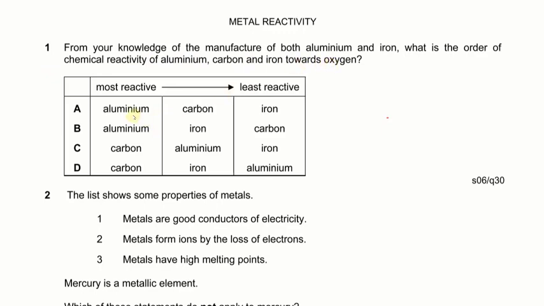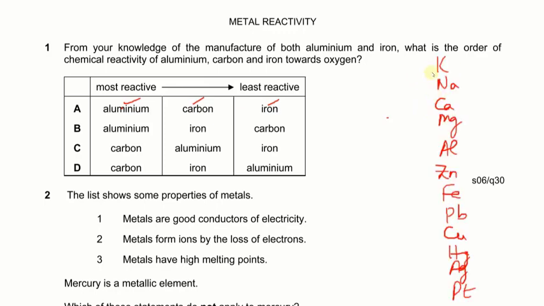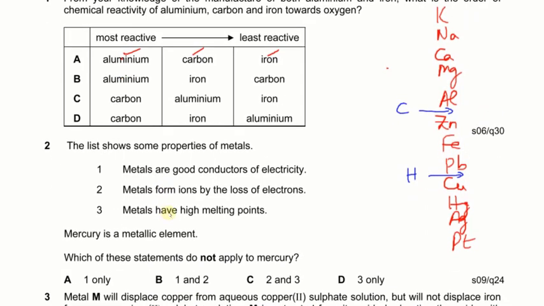Okay, aluminium is the most reactive, carbon is the next one, and iron is the next one. You should know the reactivity order of the different metals. So here we got the list of metals according to their decreasing reactivity. Potassium is at the top and it's the most reactive metal, while platinum is the least. And as far as non-metals are concerned, we can put carbon over here, and hydrogen over here. Now let's move ahead.